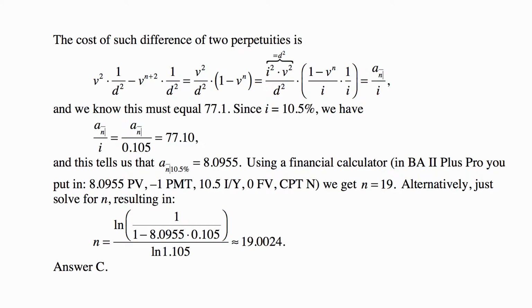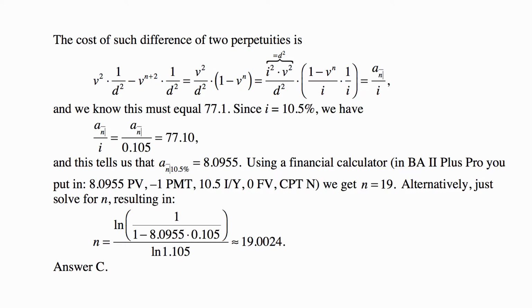But if we multiply that v squared by i squared, that will become d squared, so it will cancel with d squared. And then 1 minus v to the nth over i is a angle n. And then it's multiplied by 1 over i. To make up for the fact that we multiplied the numerator by i squared, we multiply the denominator by i squared, i times i. So what we are left with is a angle n over i.